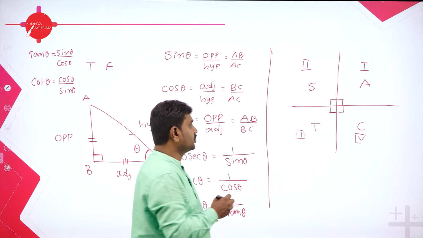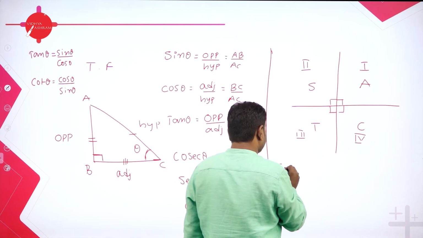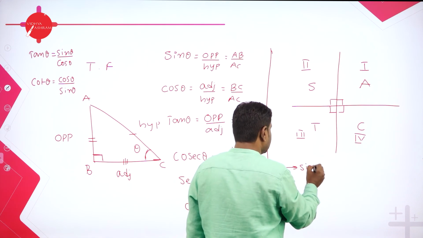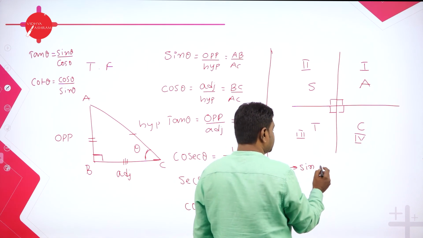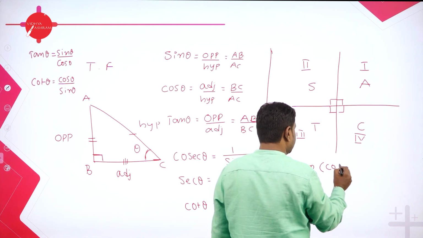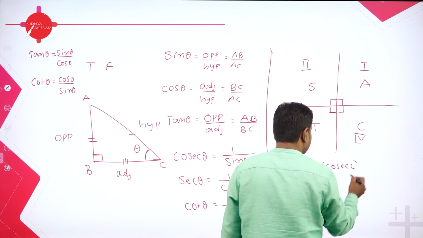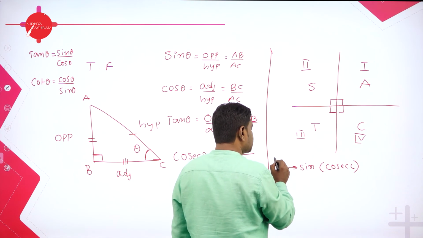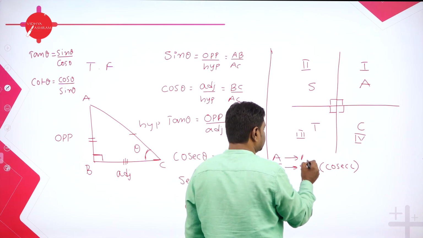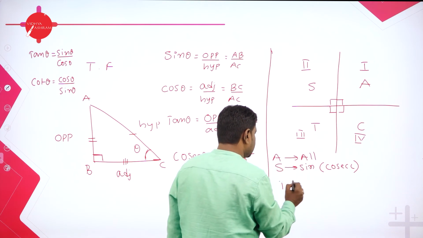reciprocal, secant, are positive. See here, S stands for sine and reciprocal. What is the reciprocal? Sine or cosecant. And A means all the trigonometric functions. T means tan.